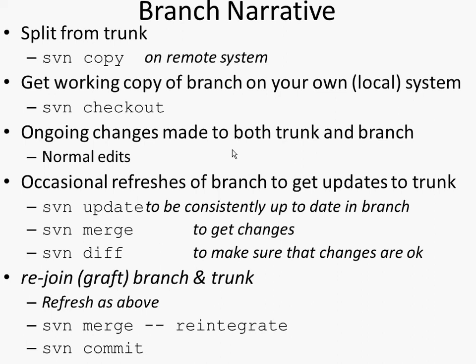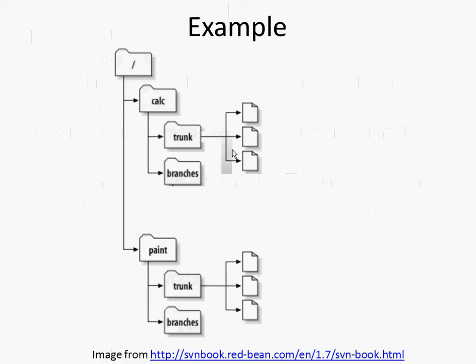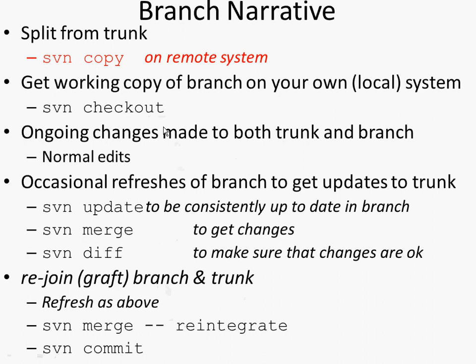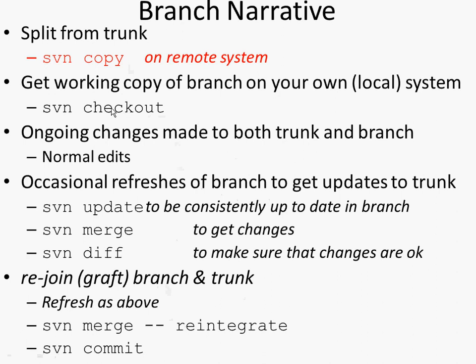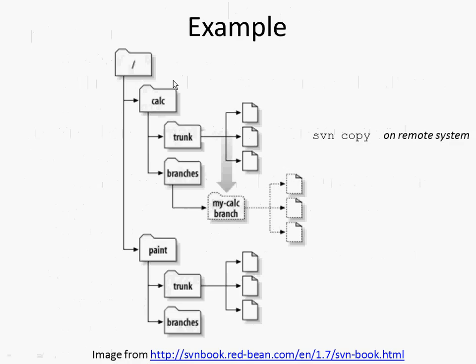I'm going to walk you through this process so you can understand it more basic. So we start in this situation where we have this calc project, and we have this trunk, and then branches, and we're going to do then an SVN copy to create a branch. Okay, and that SVN copy is going to be done on the remote system, and it's going to create a new branch. So it's going to be copied from someplace in the repository to someplace in the repository, and it's going to create a branch of this one.